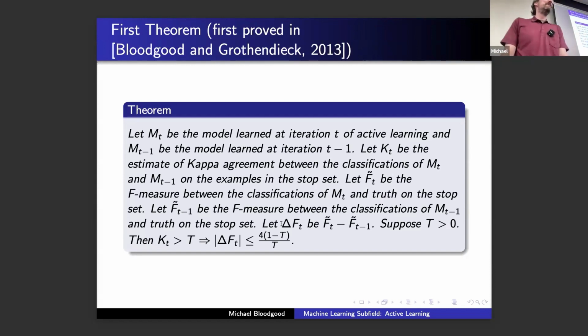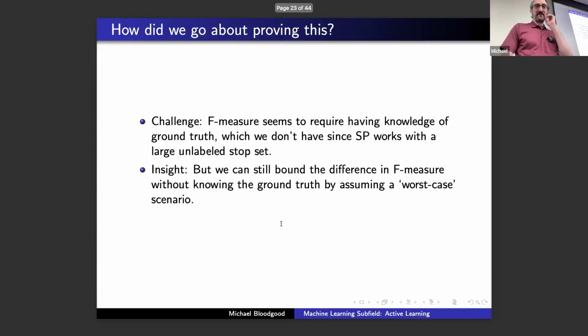Yes, Bob. Just puzzled why the 4 is there. Okay. Actually, that will be answered. Let's take a look at the proof. So how did we go about proving such a thing anyway? We have to go through this to see the 4. We'll get to the 4.